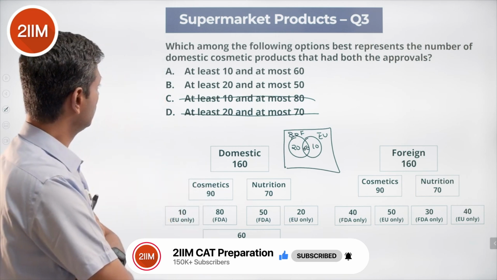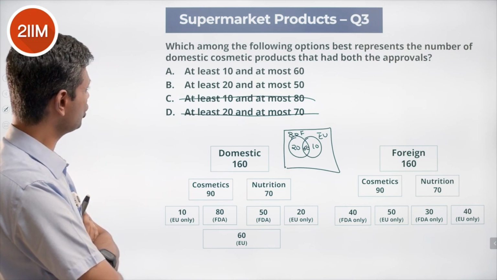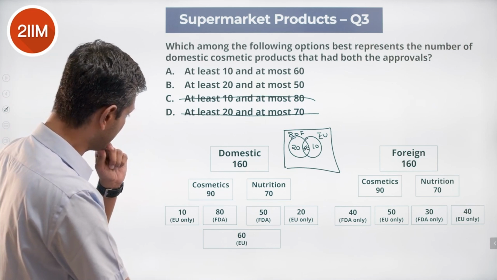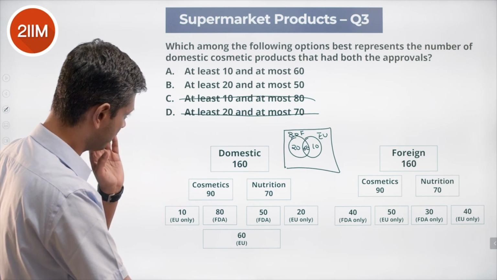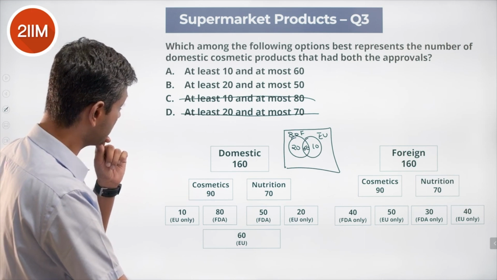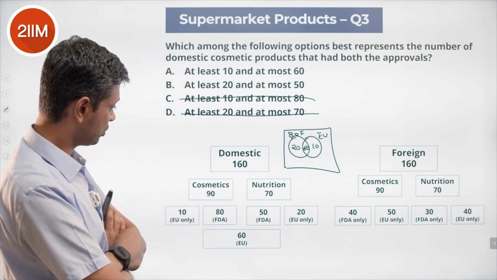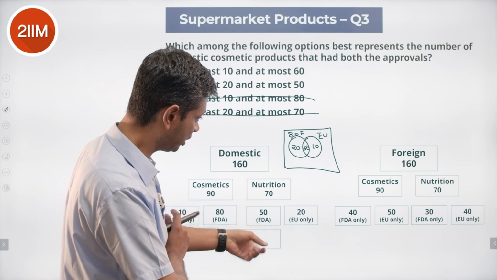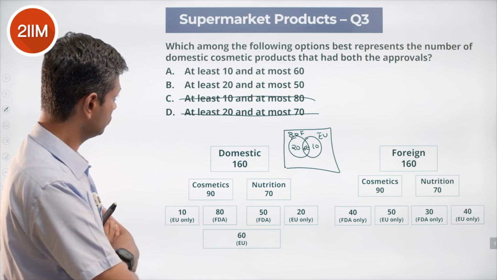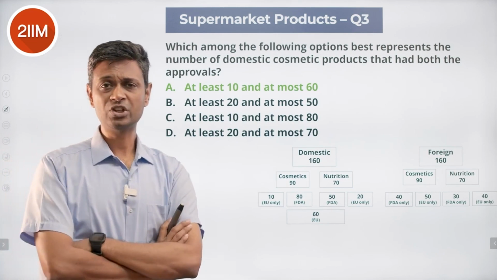Right? So at least 10 and at most 60, at least 20 and at most 50. Think about at most 50 and 10 here. There are 10 that had only EU, 80 had FDA. It would be a maximum of 60, at least 10 and at most 60, at least 20 and at most 50. No, at least 10 here, at most 50, because meaning that there had to be some overlap here also. 80 plus 50 is 130, 130 plus 70 is 200. Yeah, that works. Yeah, going for at least 10 and at most 60. Maximum is 60, at least 10, at most 60.